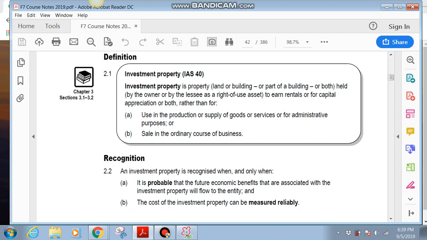This property should not be one which is used in the production or supply of goods or services or for administrative purposes. Neither should it be a building held with the intention for selling purposes.